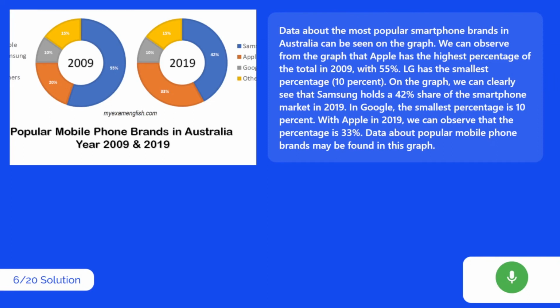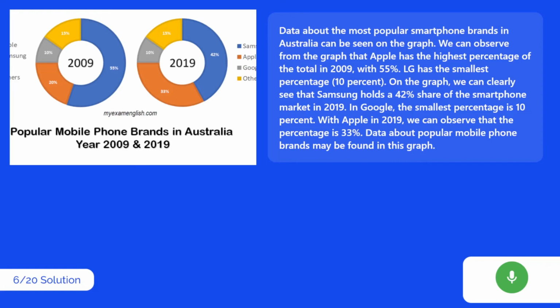Data about the most popular smartphone brands in Australia can be seen on the graph. We can observe from the graph that Apple has the highest percentage of the total in 2009, with 55%. LG has the smallest percentage, 10%.